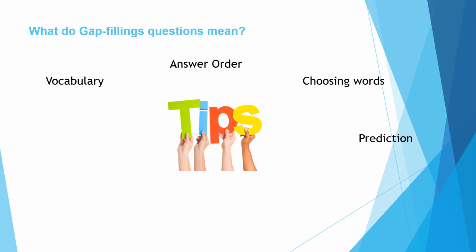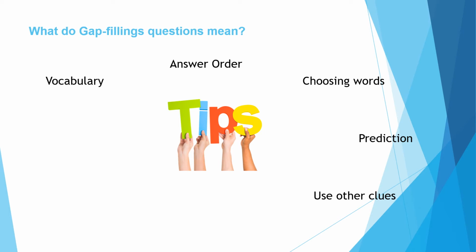Prediction. When you read the summary, try to predict the type of word you'll need to fill each gap from the context of the sentence. Is it an adjective, a noun, a verb, etc.? Doing this will make it much easier to spot the correct word because you'll have a big clue as to what you're looking for.